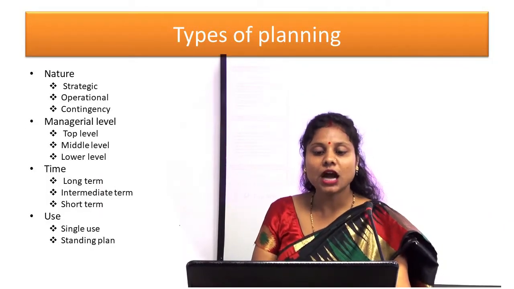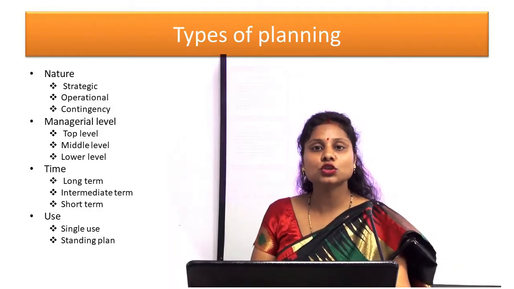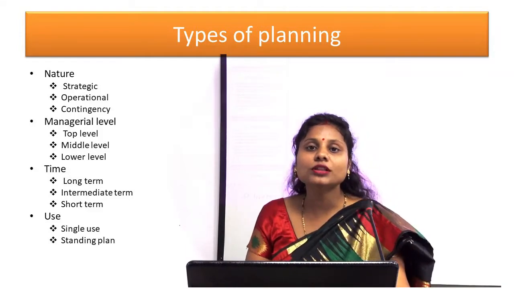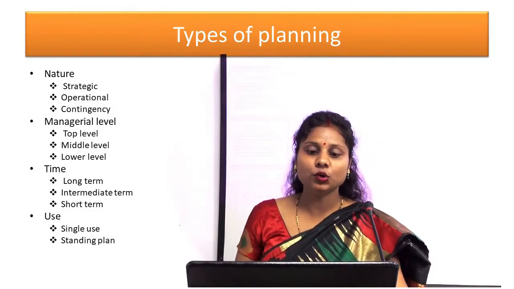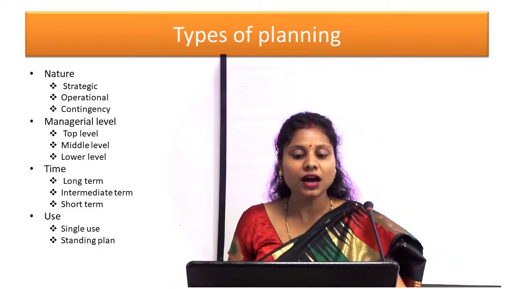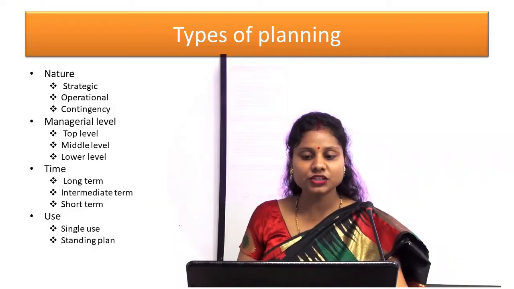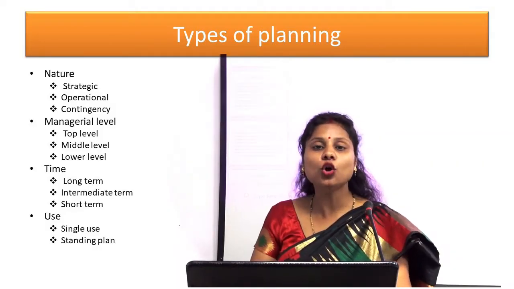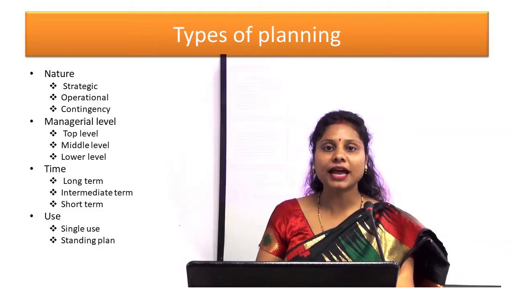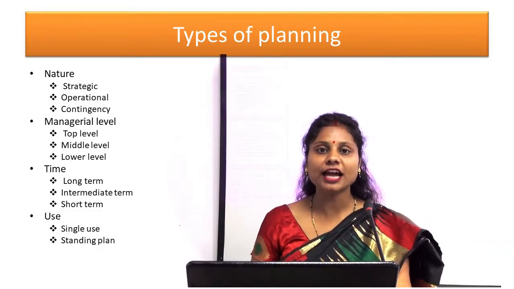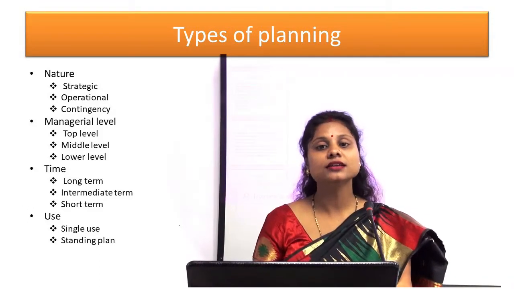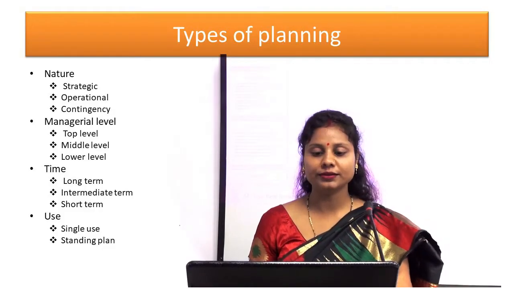With this brief input, coming to different types of planning, the process of program planning has been divided into different types. Number 1, it is based on nature. It is further subdivided into strategic, operational, contingency planning. Based on managerial level, again it is of 3 types: top level managerial planning, middle level managerial planning, and low level managerial planning. Then comes based on time. Based on time, program plan could be long term plan, intermediate plan, and short term plan. And based on use, again it is of 2 types: single use and standing plan. Let us look into it one by one.